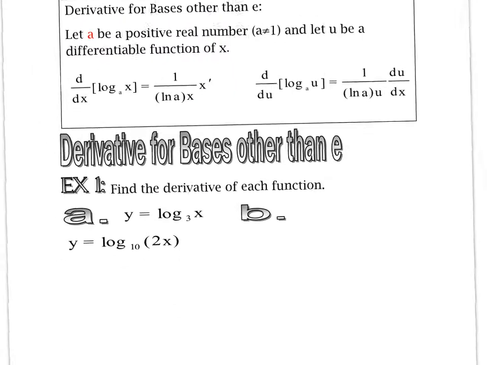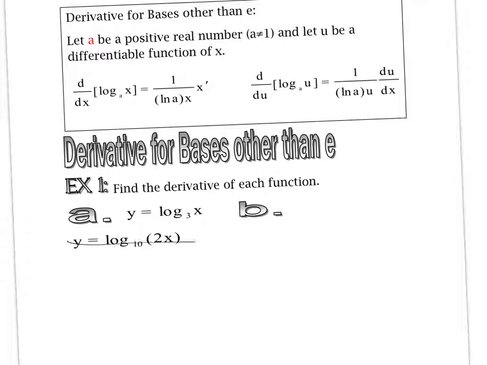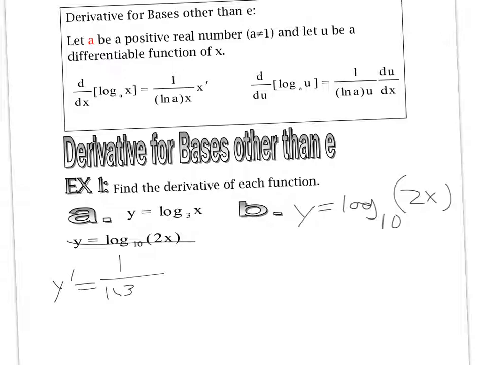Alright, so let's go ahead and do it. I know this is kind of written kind of funky. This should be over here. Y equals log base 10 of 2x. So let's do this first part together. Y equals log base 3 of x, and we could just use this formula. And the x is just an x, so we don't need to really worry about chain rule. We're just going to do this part here. And so pretty easily we got that y prime equals 1 over the natural log of 3 times x. And that's really it. That's all there is to it.